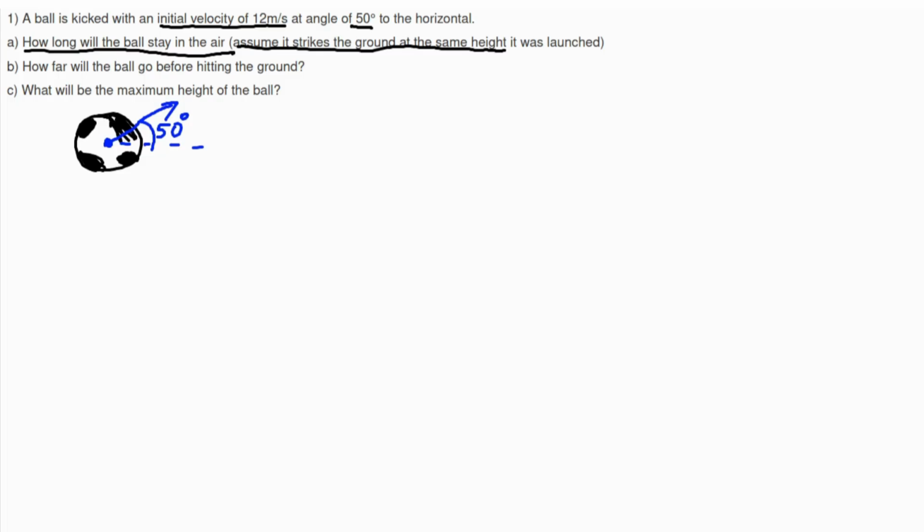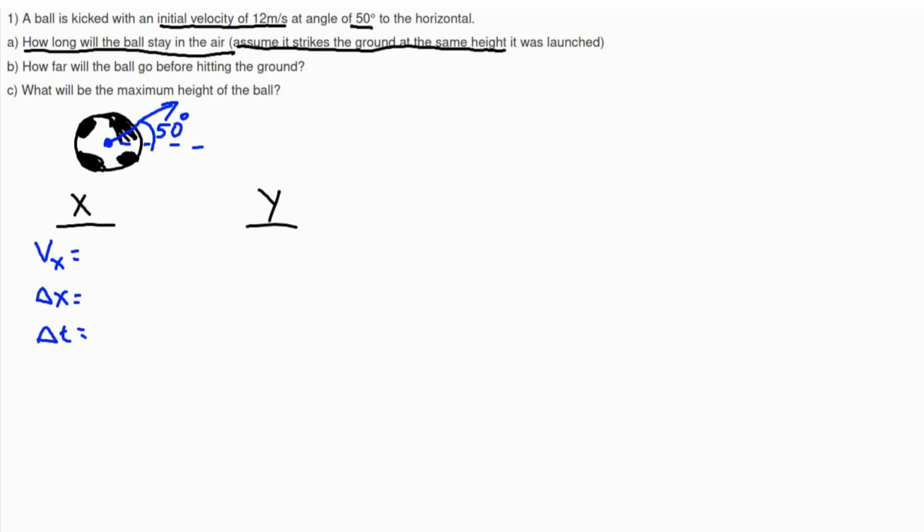So what I like to do for these problems is we want to split up the x and y kinematics. So I like to draw out the x section, and the y section. So for x, what I like to put is the horizontal velocity, the displacement, and the time. Okay?